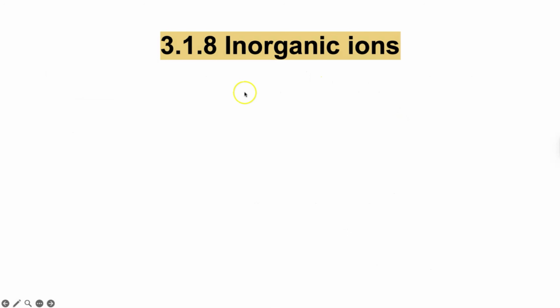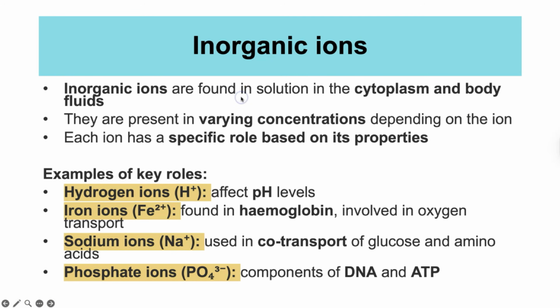Last bit of topic 1 is 3.1.8 inorganic ions. Inorganic ions are found in solution in the cytoplasm and in other body fluids. They're present in the body in varying concentrations depending on different ions, which they are. Each ion has a specific role, and most of these come up throughout the A-level in different places.